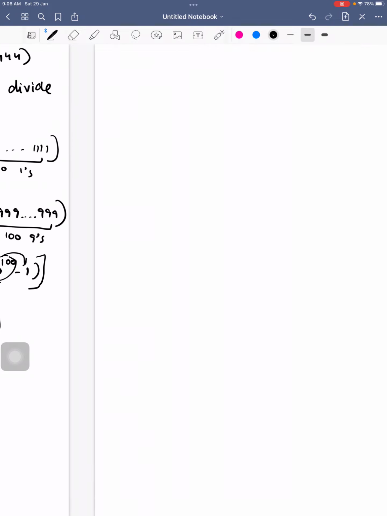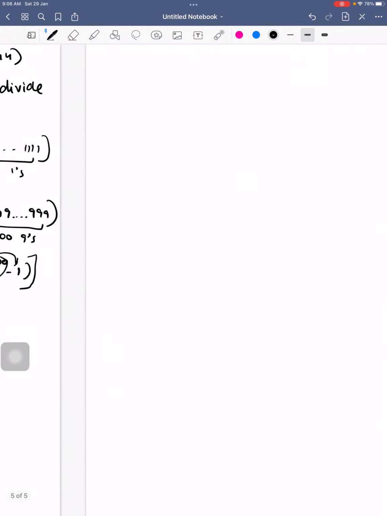Now this can be written as 4 by 81 times 10 times 10 to the power 100 minus 91. Now 40 divided by 81 times 10 to the power 100 minus 91.